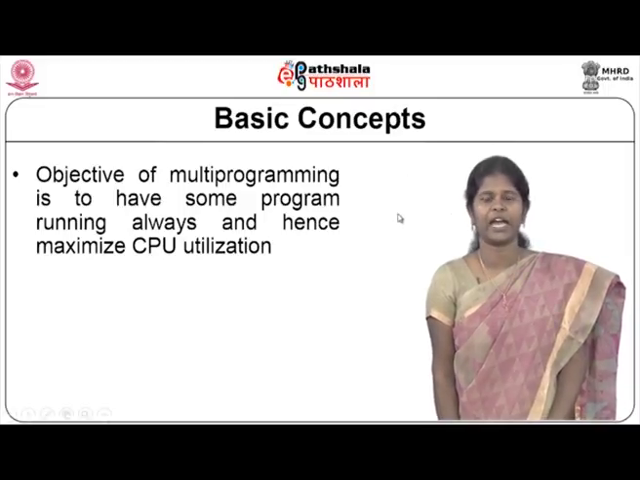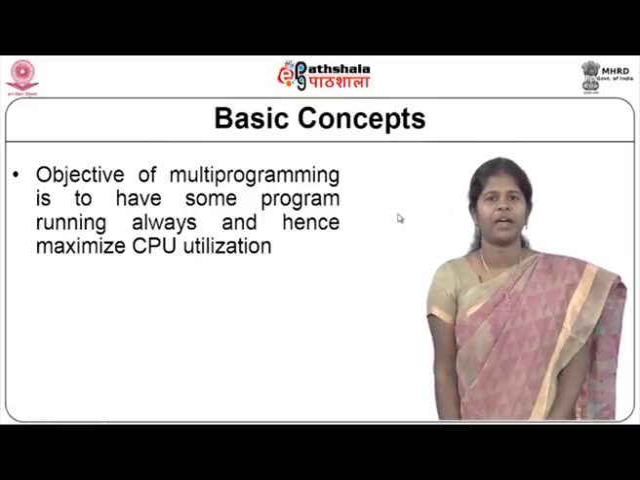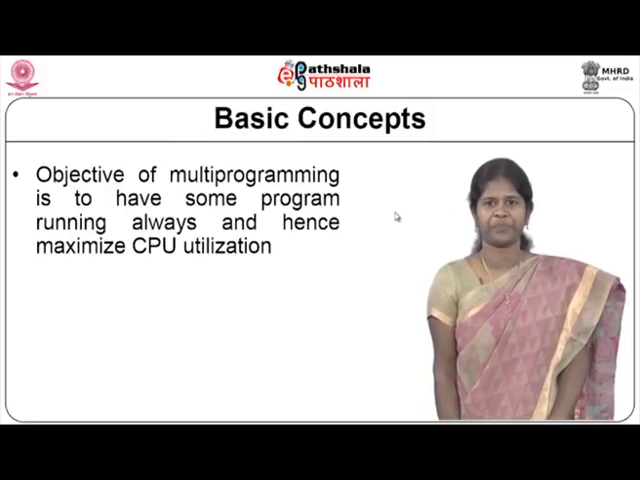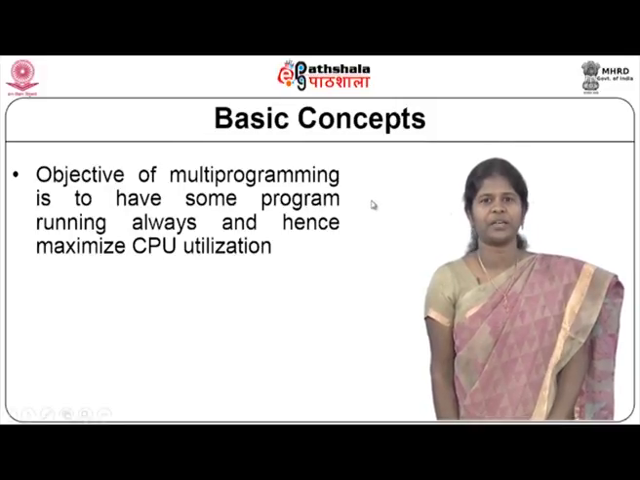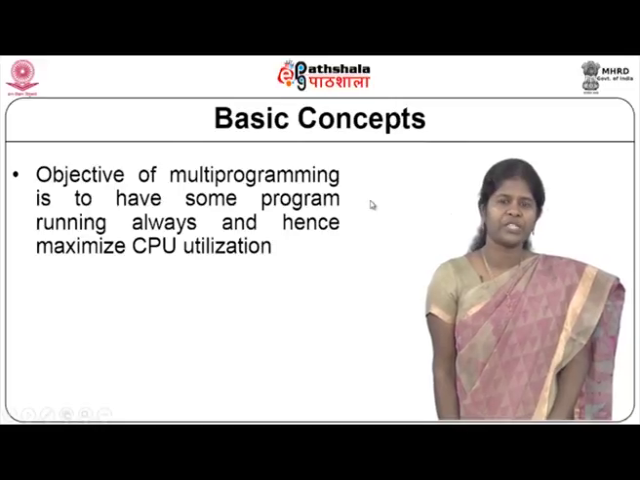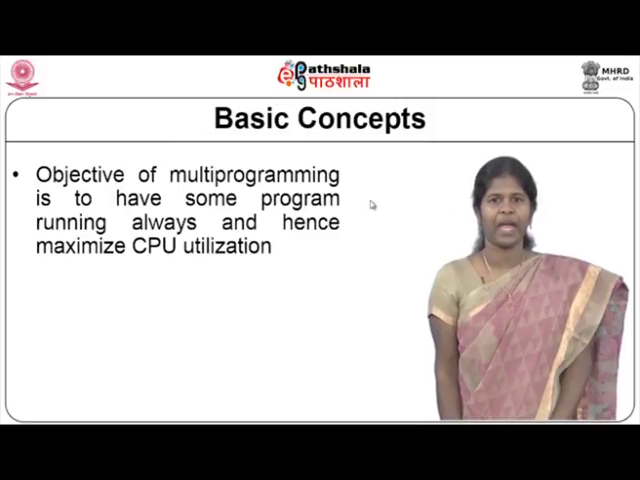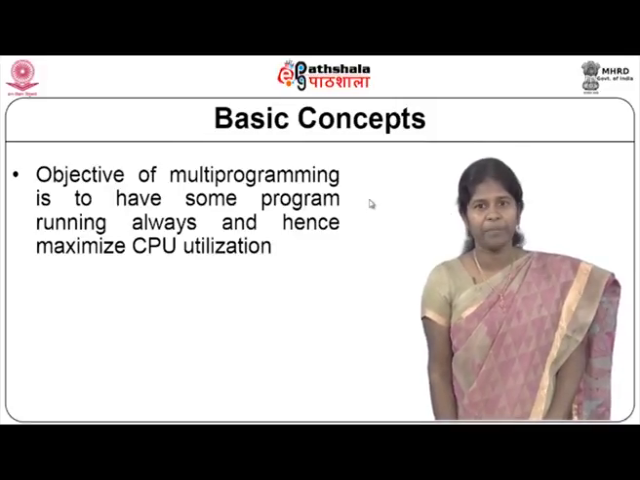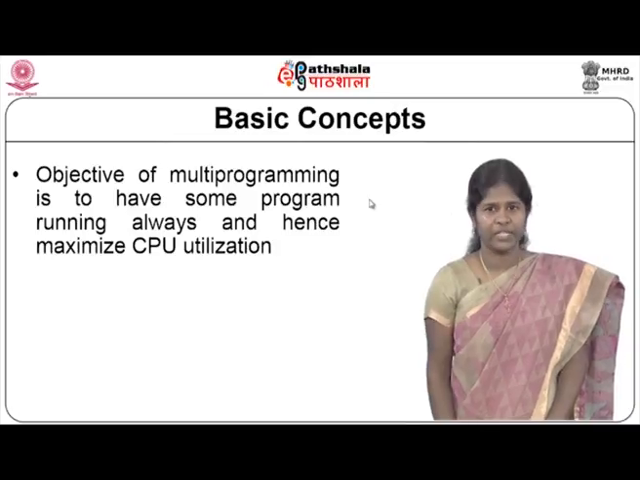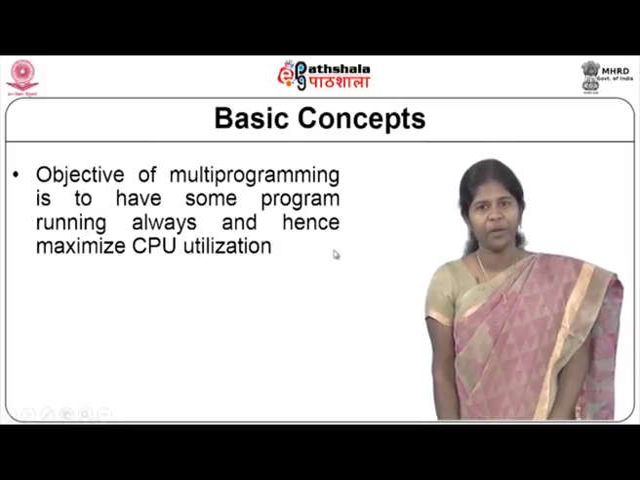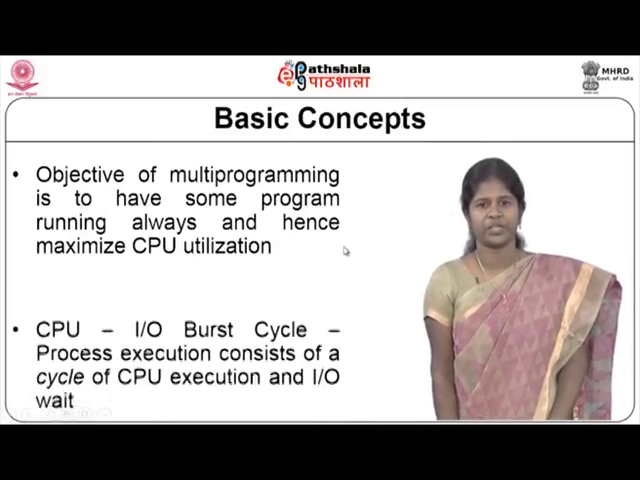We have already learned that multiprogramming helps to have a number of programs in the memory at the same time. Because of this, when one program finishes using the CPU, the next program will be immediately given the CPU. Hence the CPU will be utilized continuously and the CPU utilization becomes maximum. So, multiprogramming favors CPU utilization.